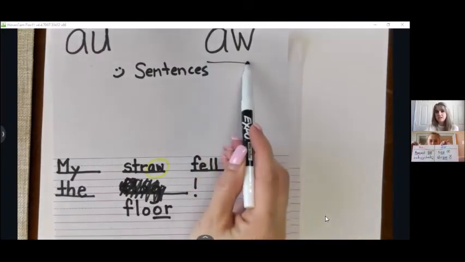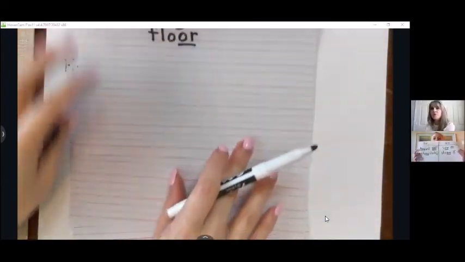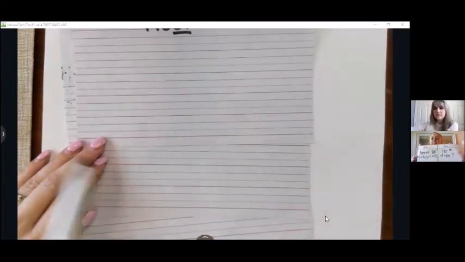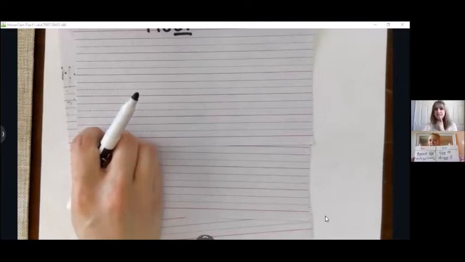We did the A-W. Let's try the A-U. Ooh, let's pick a word from A-U. You know my favorite A-U word? August, because that's my birthday. Oh, yeah. That's when you have a birthday. My dad has a birthday in August. So let's think of a sentence for August. What about my brother has a birthday in August?